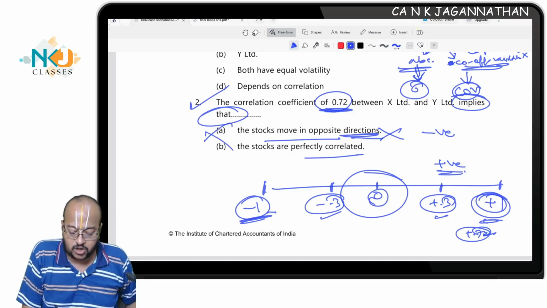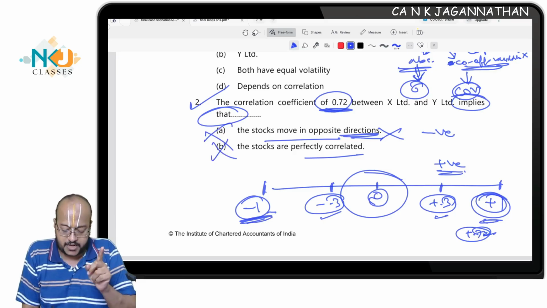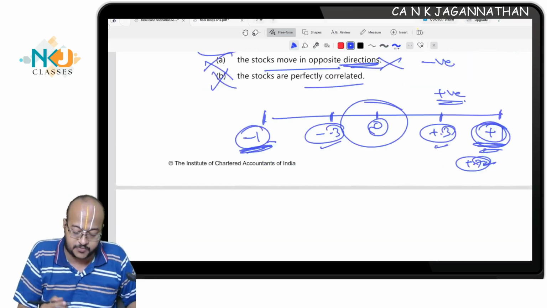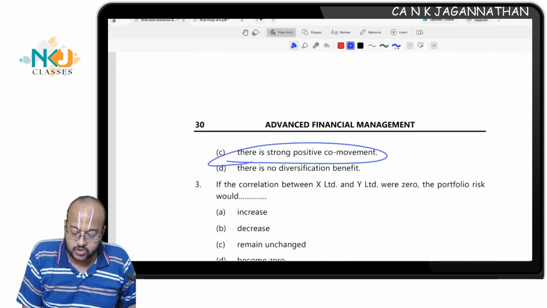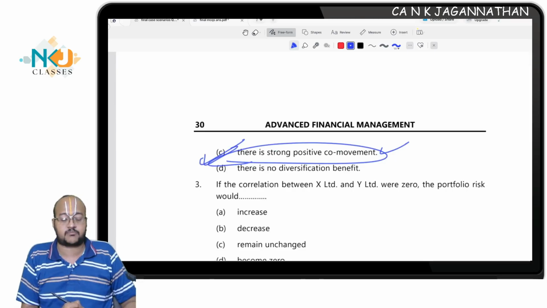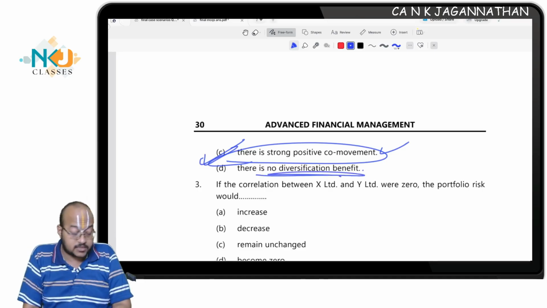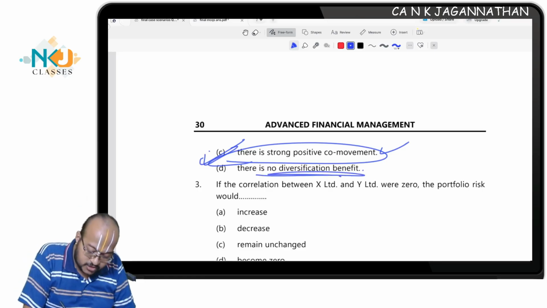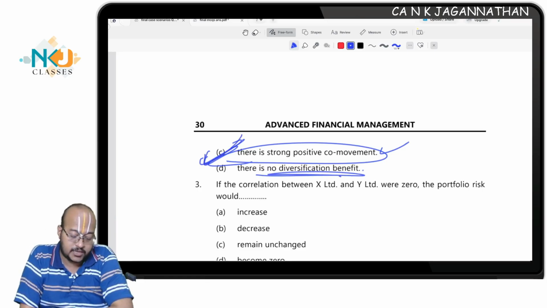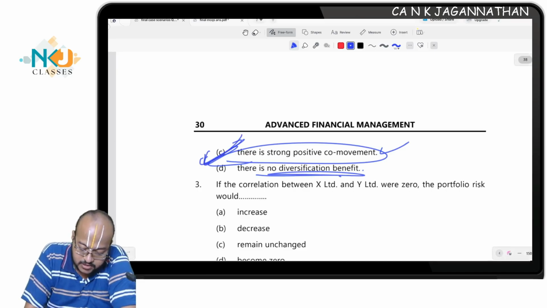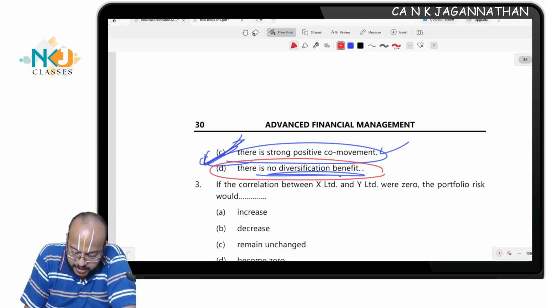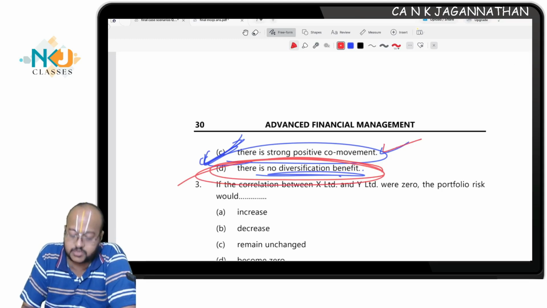Next, the stocks are perfectly correlated, not at all, because only -1 or +1 can be called perfect correlation. There is strong positive correlation. This is the correct answer. There is no diversification benefit is also not correct. In this question, the importance is not for the solution also. I'll tell you why. The crux of the question is this part. This is more important than the solution itself.